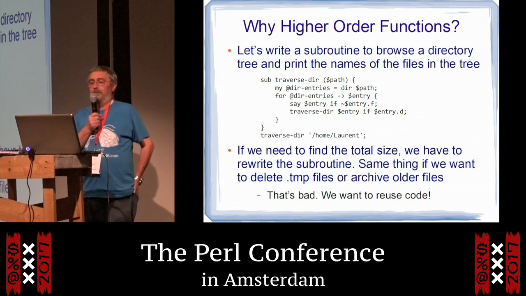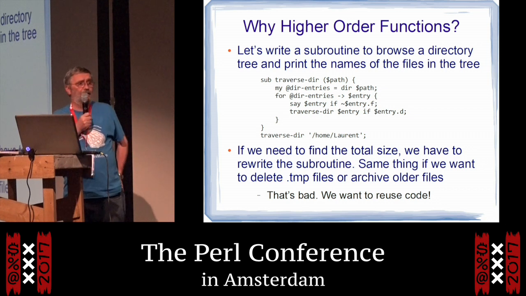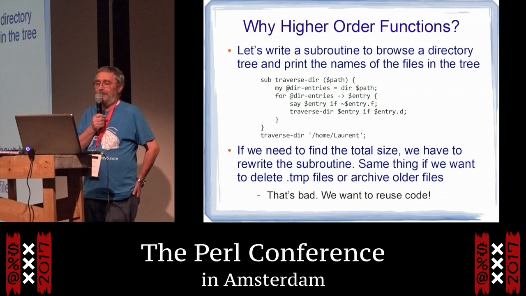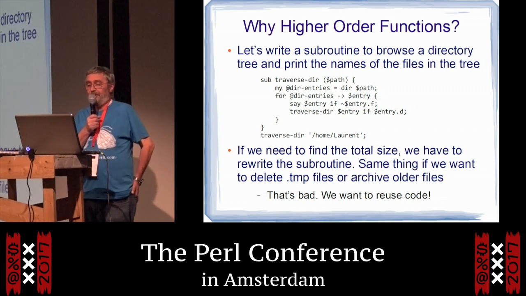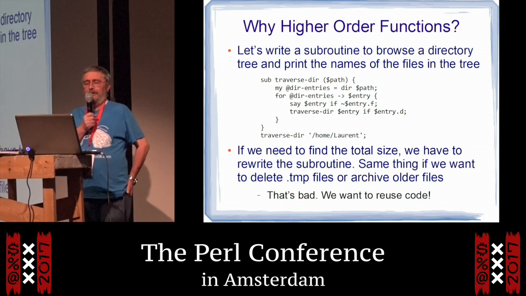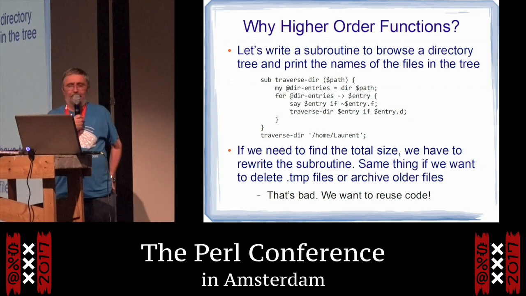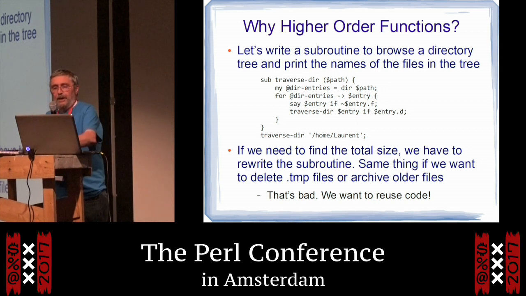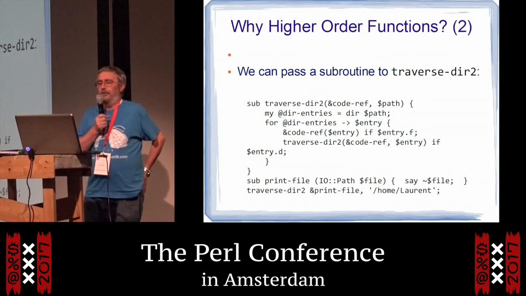This is good and fine, but now if I want to find the total size of my files, I just have to rewrite the whole subroutine again, because it's not aimed at doing that. It's just aimed at printing the files. If I want to delete the TMP files, I have to rewrite the subroutine again. If I want to archive all the files, same thing. And that's bad. We want to reuse code. And that's why higher-order functions are useful.